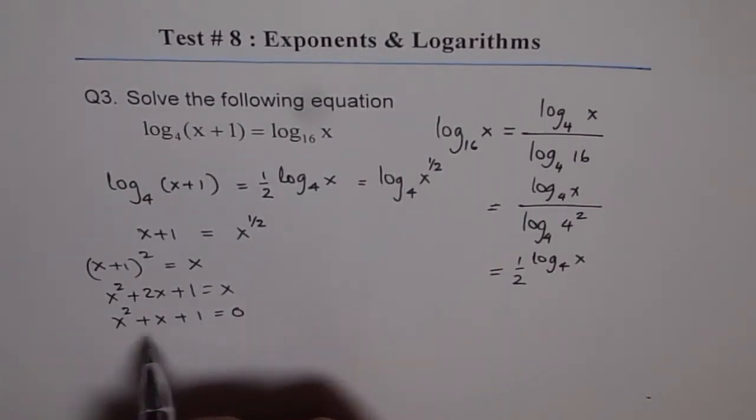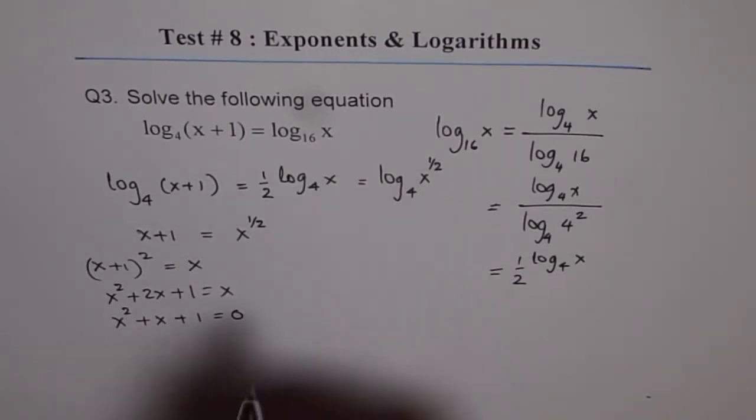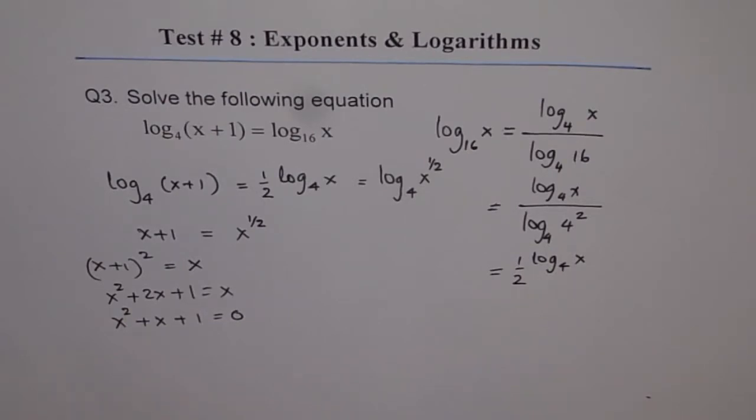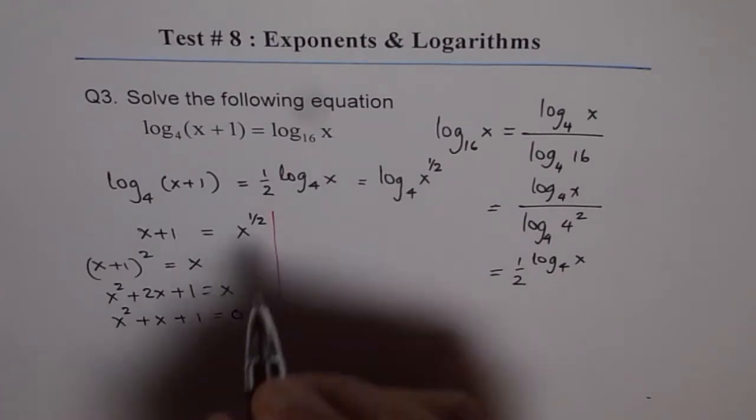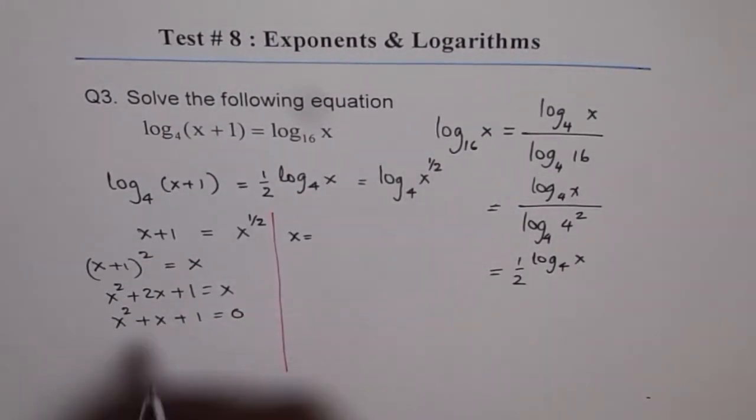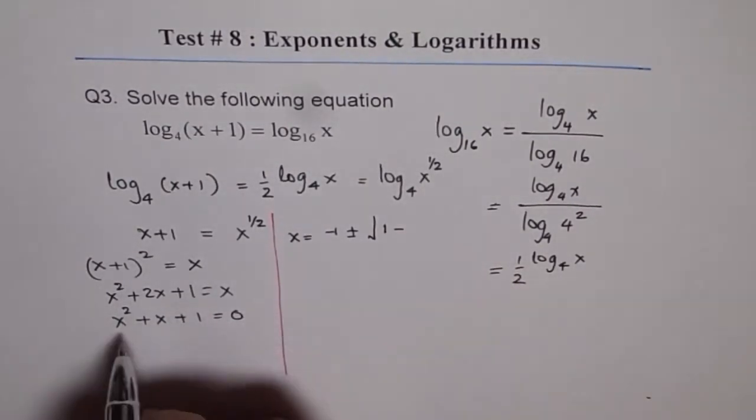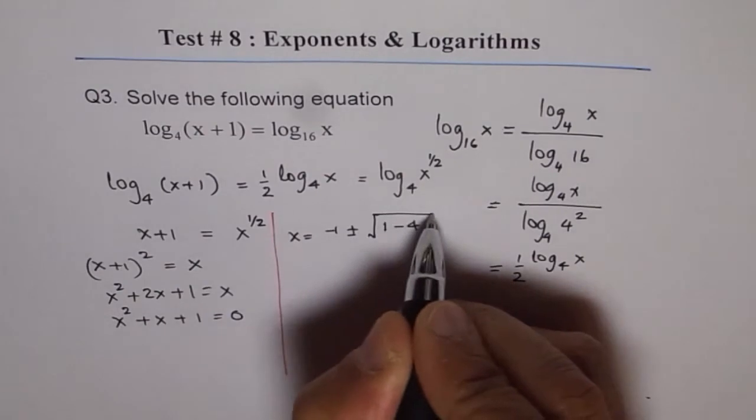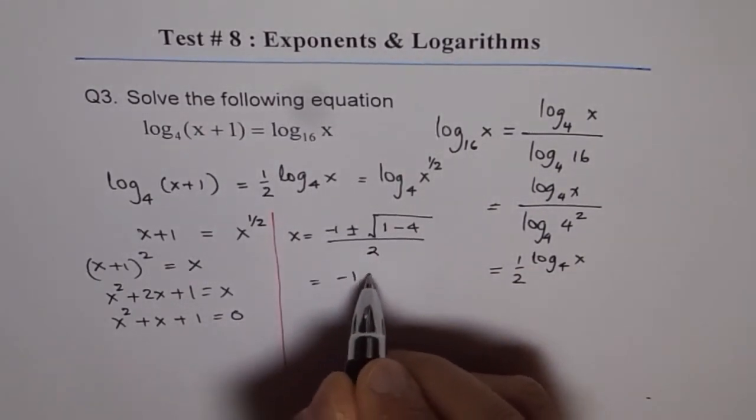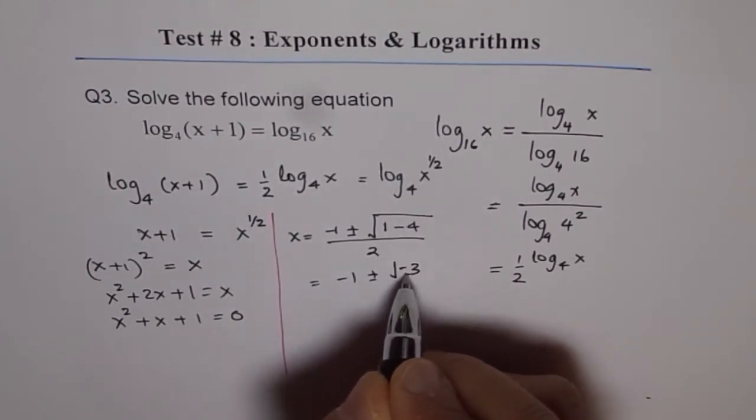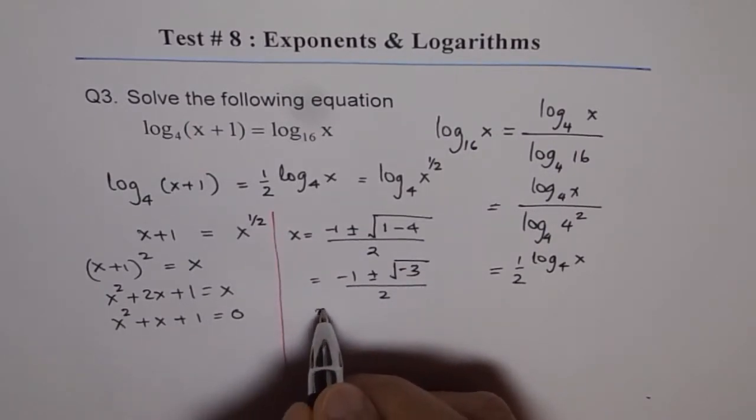Now to find x, we can apply the quadratic formula, right? Applying the quadratic formula, we get x equals minus 1 plus or minus the square root of b squared, which is 1, minus 4ac, minus 4, divided by 2 times a, 2, right? And that leaves us with no solution, right? Because we have a negative under the root, there is no solution for this. So we get no solution.